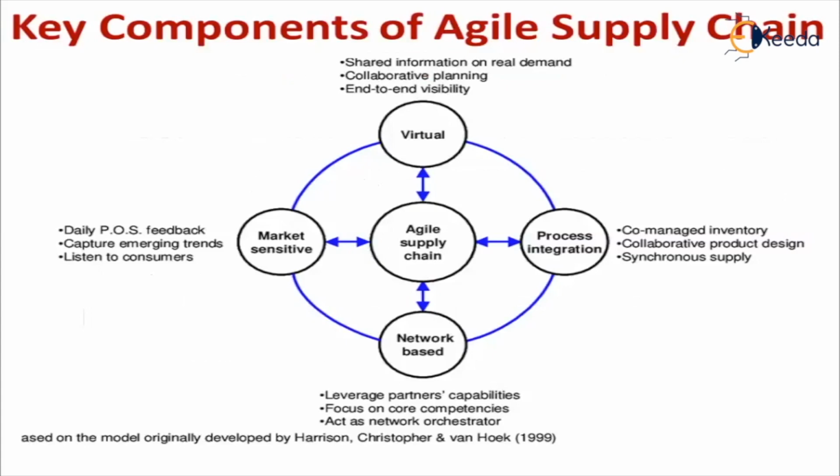So what are the key components of an agile supply chain? There are 4 components: virtual integration, process integration, network-based, market sensitive. So the virtual integration says, I'm going to know immediately whatever may be the demand given by the customer. So I should keep in touch with the customer. I have to give him a virtual environment in which I have incorporated whatever may be his idea. So on both sides, open visibility should be available virtually.